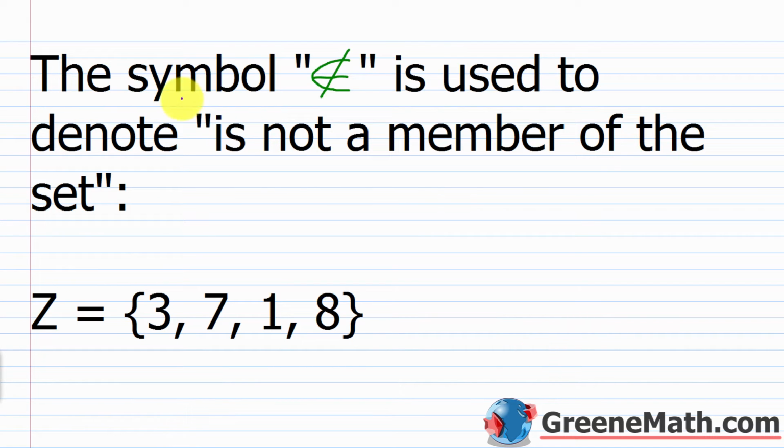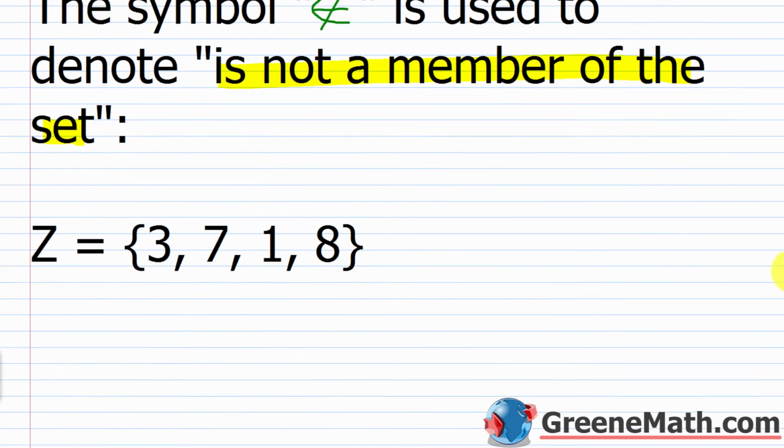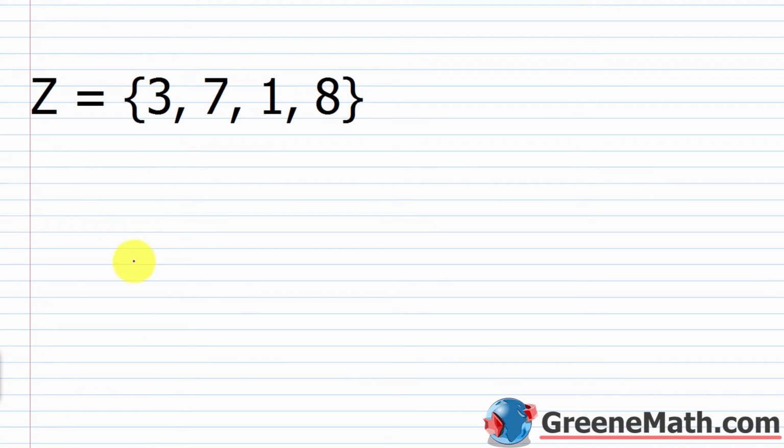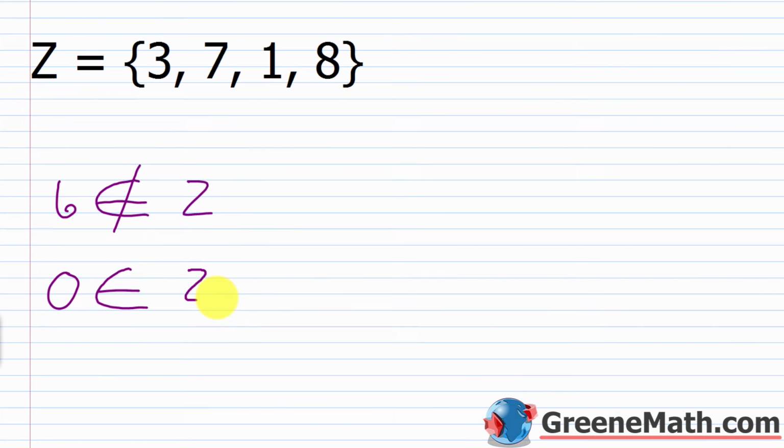Now similarly, the symbol here, basically we just put a line through the other symbol, is used to denote is not, let me highlight that, is not a member of the set. So with the same set Z, with the members 3, 7, 1, and 8, I could do something like this. I could say something like 6 is not an element of the set Z. I could really use anything I want other than these 4 numbers. I could say 0 is not an element of set Z. I could say negative 32 is not an element of set Z. You know, so on and so forth.